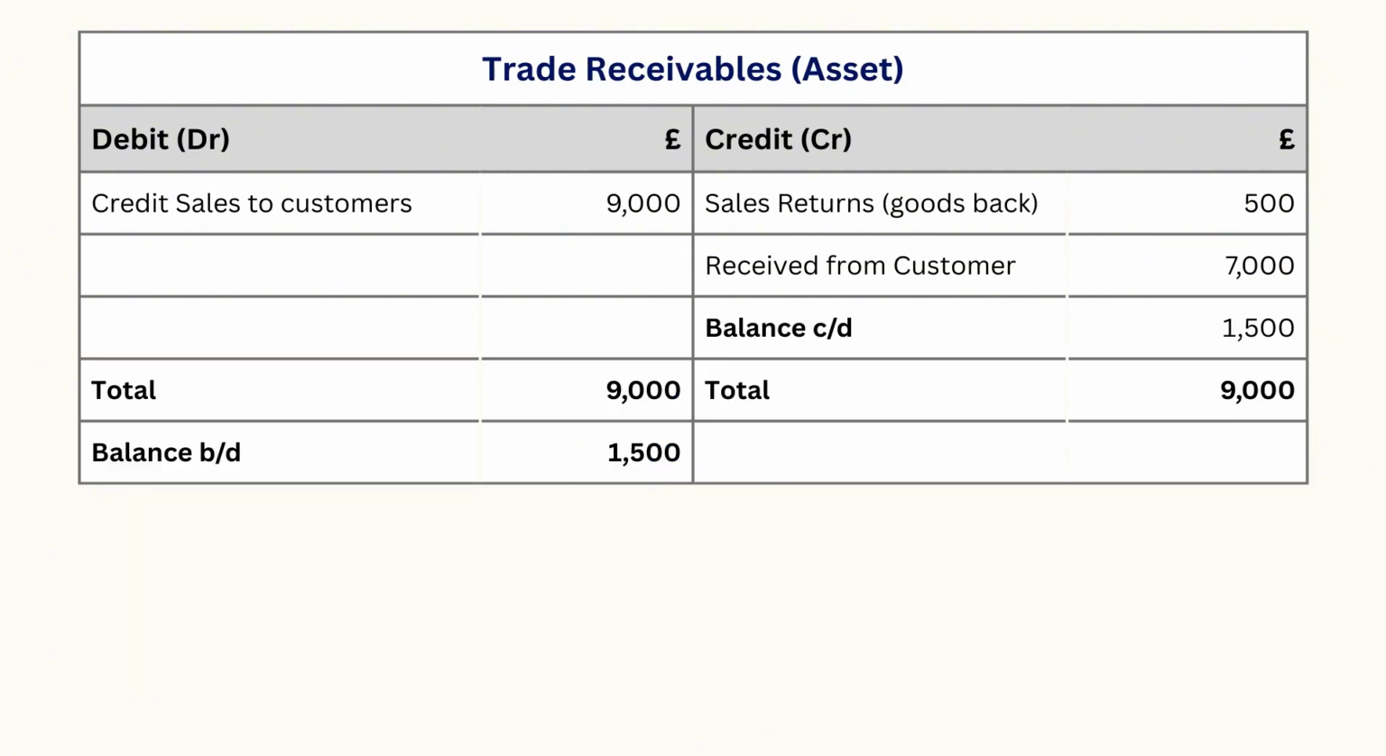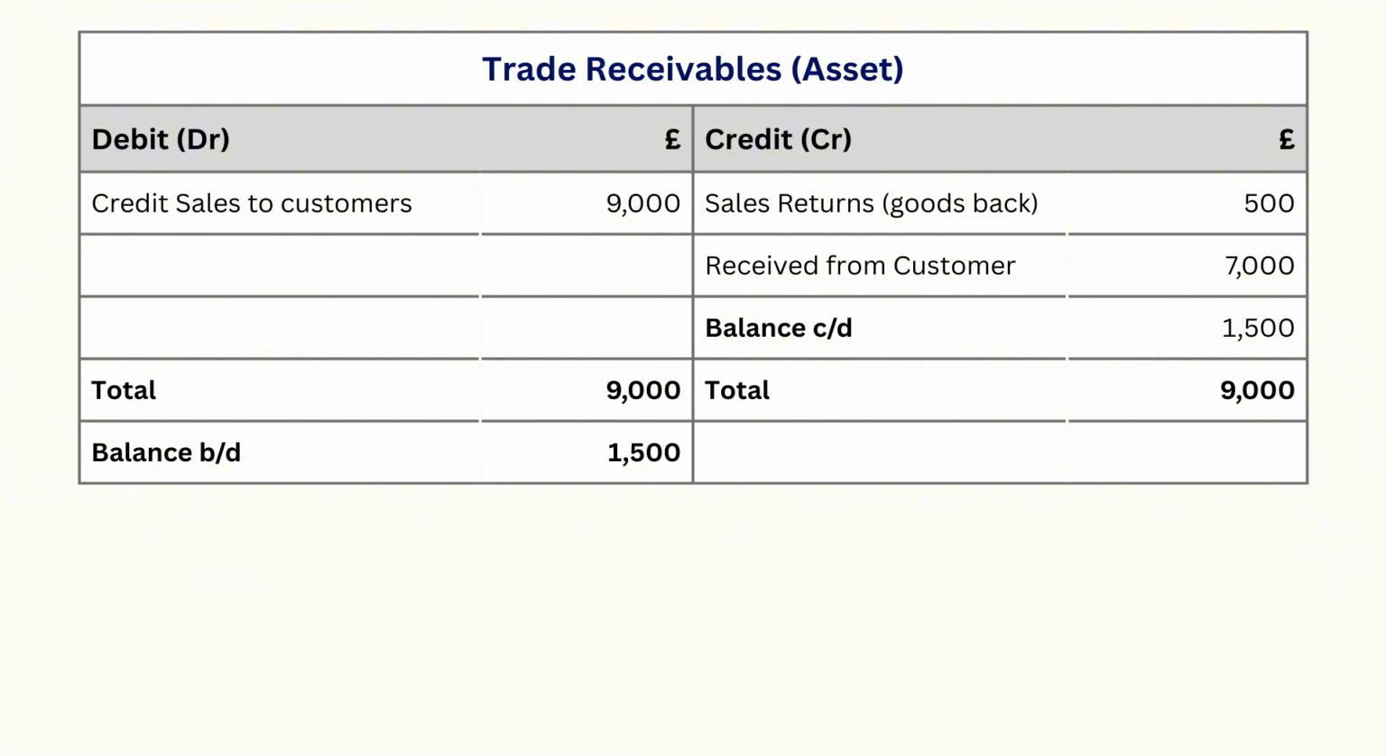Trade receivables is an asset account. It represents customers who still owe the business money. Credit sales increase receivables, so we post £9,000 on the debit side. When customers return goods, that reduces the amount they owe, so the sales return goes to the credit side.